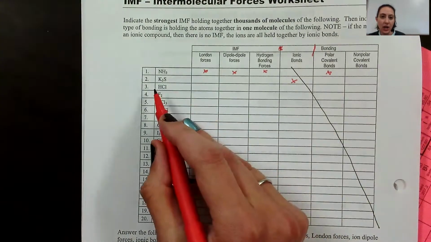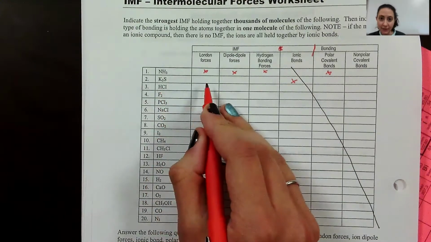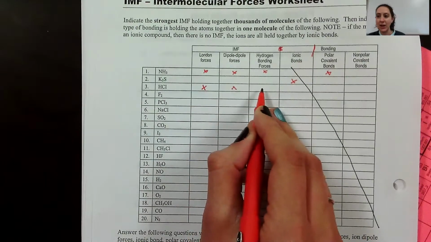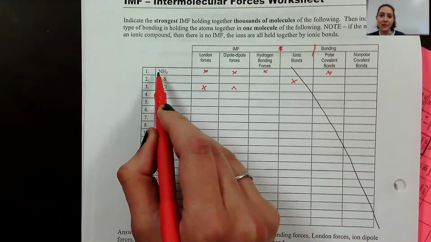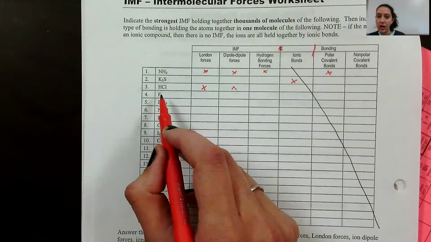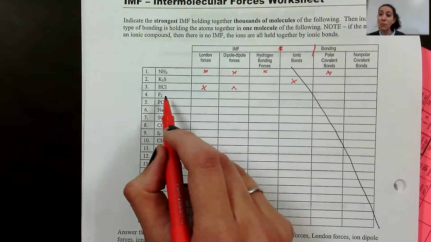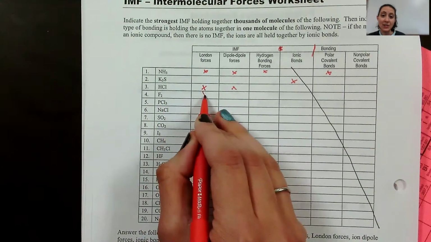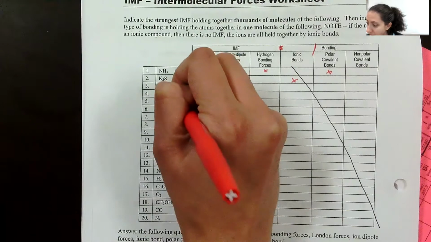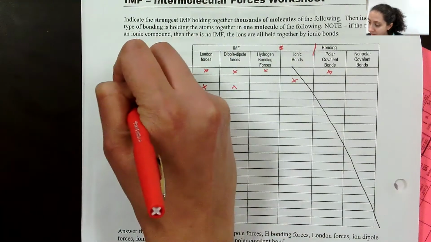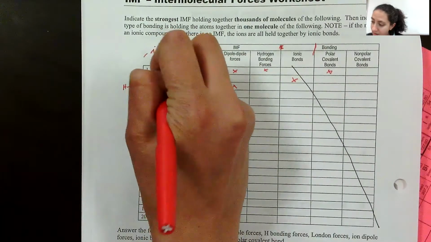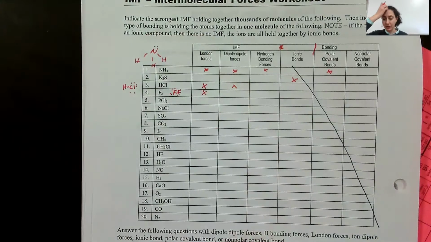Let's do that. HCl definitely has London. Definitely has dipole, but actually does not have hydrogen bonding because hydrogen bonding requires a hydrogen bonded to a nitrogen, oxygen, or fluorine. So that's no good. Fluorine is a nonpolar molecule. So it only has London dispersion forces because F2, right? You may have to draw out your models. NH3 is this one. Yeah, it might help to draw a quick Lewis model.